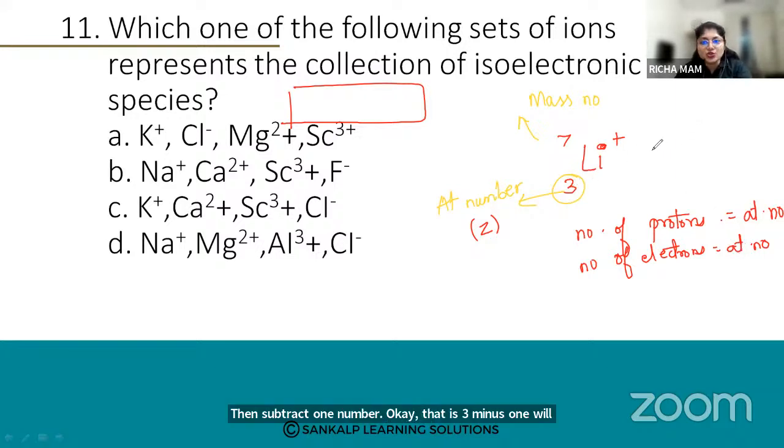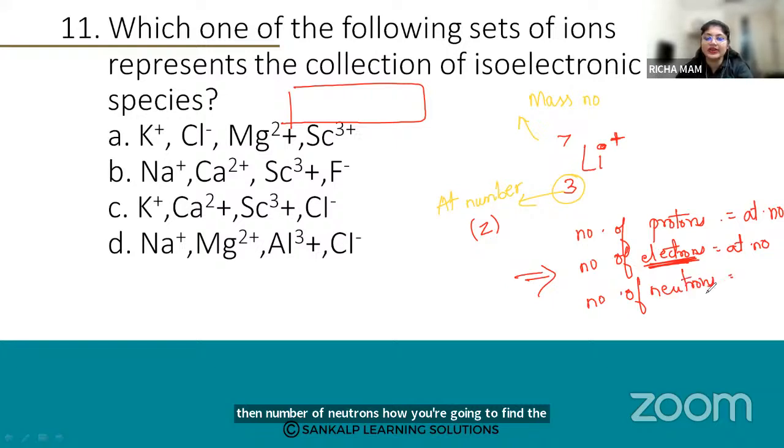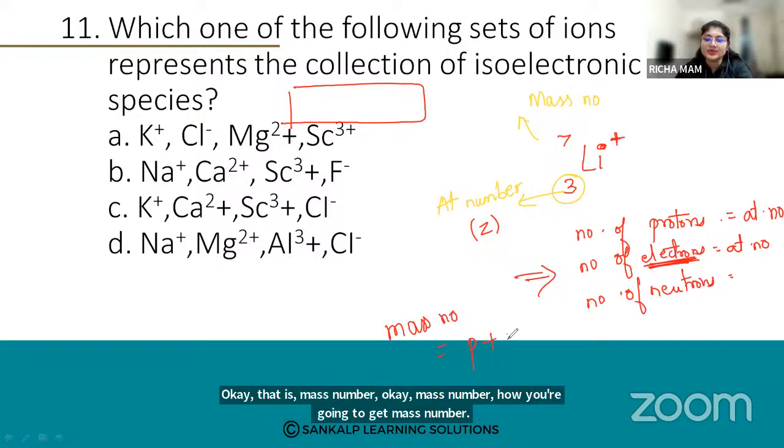Now if it is plus 2, how many electrons are there? Plus 2 means only one electron. So for plus, you have to subtract whenever you are finding the electrons, and if there is minus, you have to add. That tells you the number of electrons. Then, how are you going to find the number of neutrons, students? The mass number is protons plus neutrons.